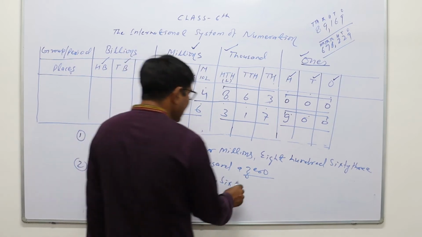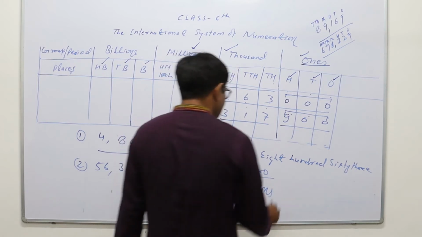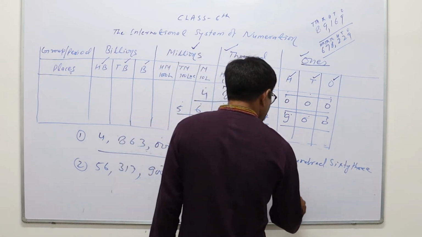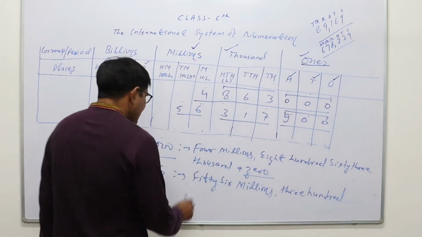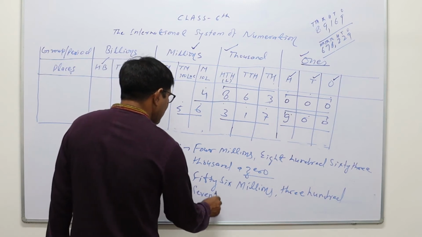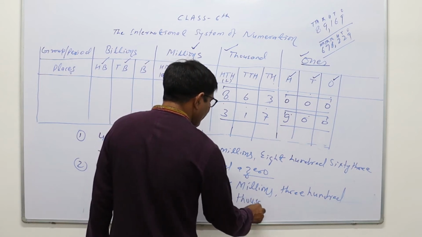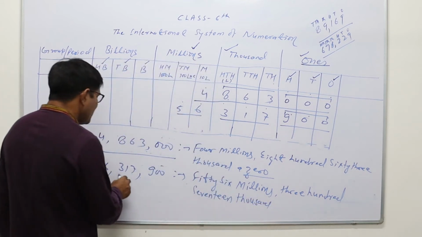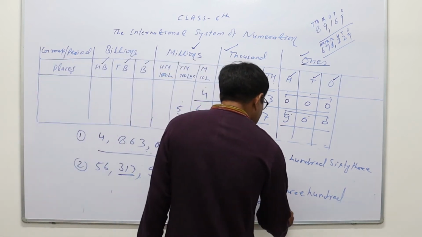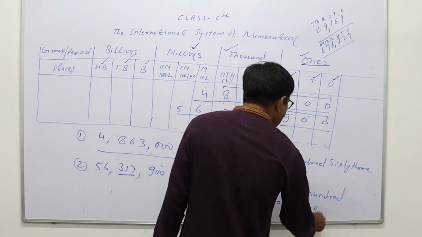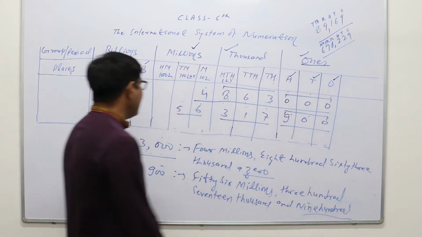So we will write as 56 million 317,000, because these 3 digits belong to the thousand group, 1000 and 900. So this one is the next number.